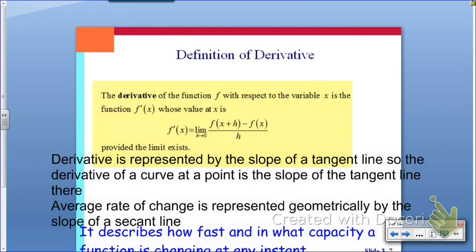Derivative is represented by the slope of a tangent line, so the derivative of a curve at a point is the slope of the tangent line there. The average rate of change is represented geometrically by the slope of a secant line. It describes how fast and in what capacity a function is changing at any instant.